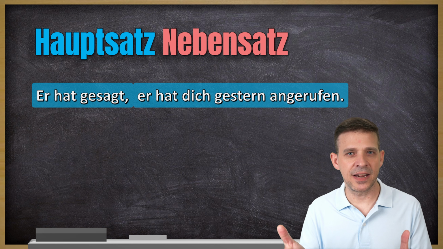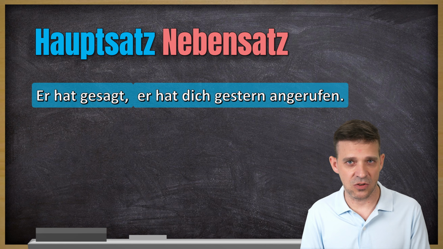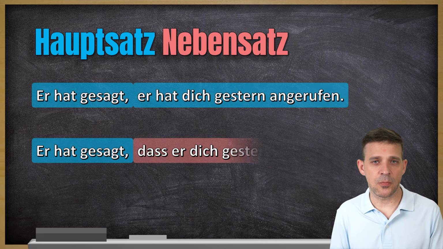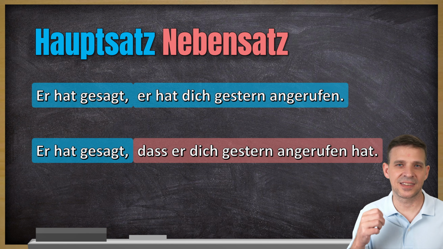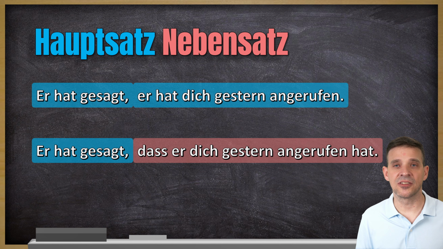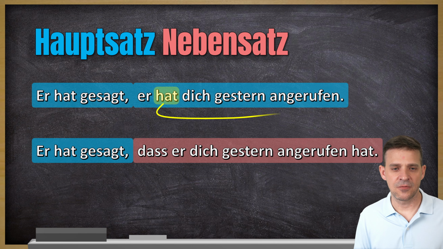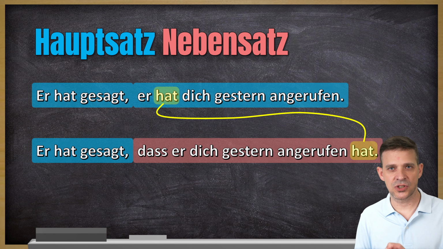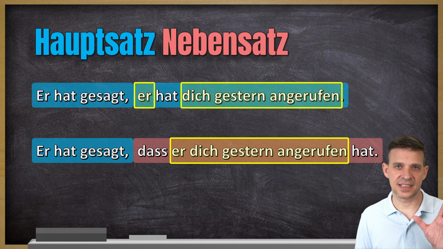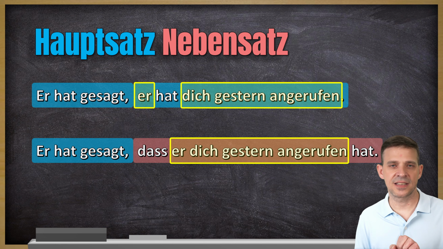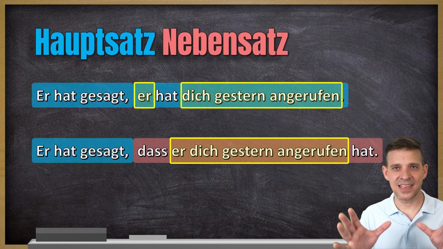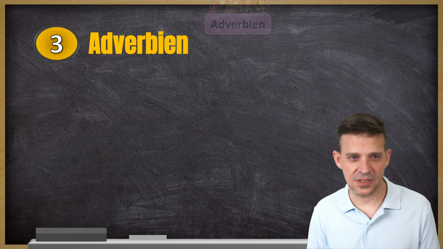One more example. Here, two main clauses. Er hat gesagt, er hat dich gestern angerufen. He said, he called you yesterday. Now let's make a subordinate clause of the second part. Er hat gesagt, dass, the conjunction dass introduces a Nebensatz, dass er dich gestern angerufen hat. Again, the conjugated verb gets pushed to the end in the subordinate clause, but the rest, er dich gestern angerufen hat, is exactly the same in both sentences, in Hauptsatz und im Nebensatz. So the sentence structure stays the same, only the verb gets moved.